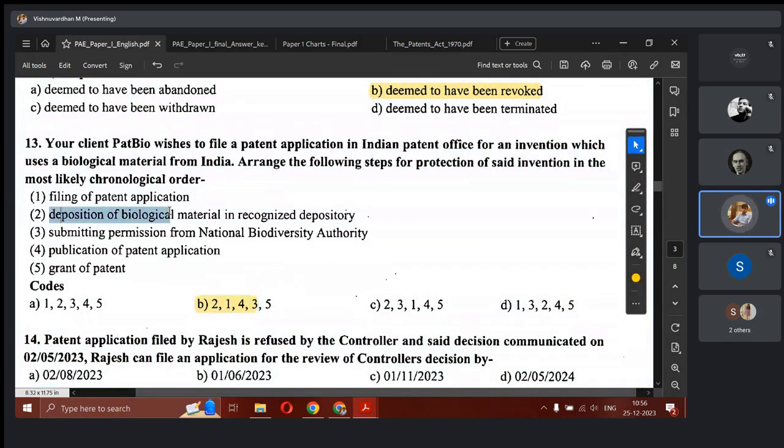So firstly, they're saying deposit your material, then you file the application, then you submit the permission from the biodiversity authority, then you do the publication of the patent, then you submit the permission from the authority, and then you get the grant of the patent. Very problematic. Even I looked up the Patents Act. I found some bits and pieces of the answers, but not the exact logical flow. Because in section, I think section 8 or something, it is given how you have to go for the biological materials. But yes, in section 10, you come to clause 4.